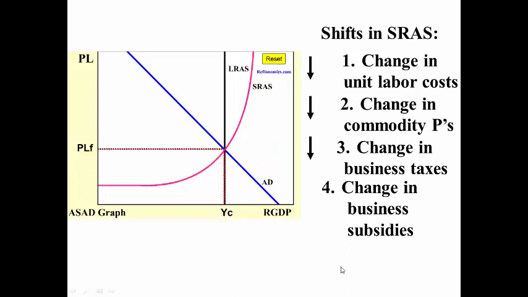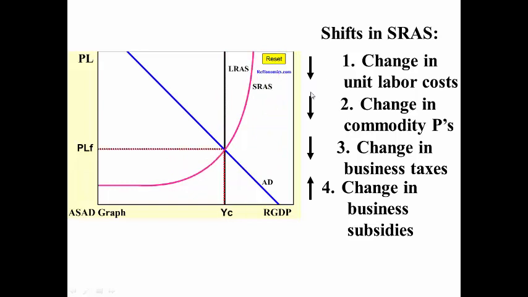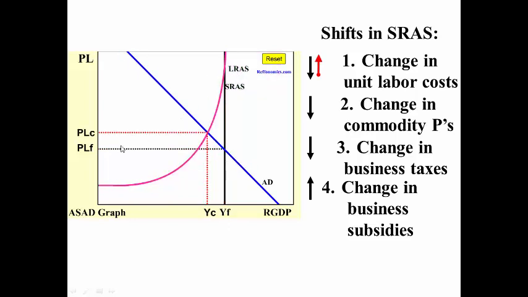If there's a change in business subsidies so that the government gives businesses more subsidies, this lowers the cost of doing business, shifting the short-run aggregate supply curve to the right, driving the price level down and the output up. The opposite obviously would hold true if per unit labor costs rose, which would cause the short-run aggregate supply curve to shift to the left, raising the price level and decreasing real output and national income.